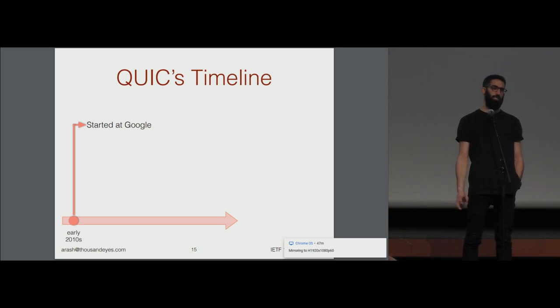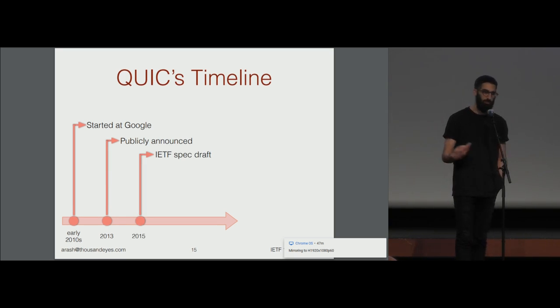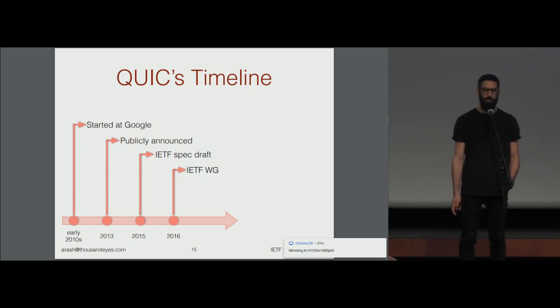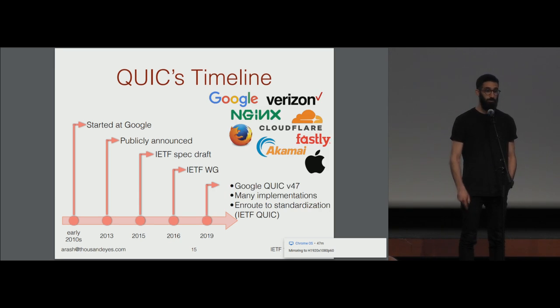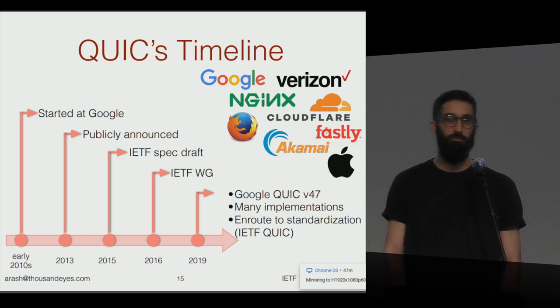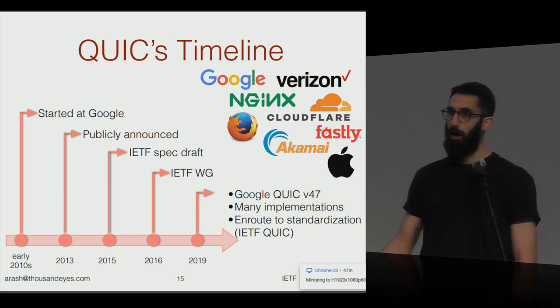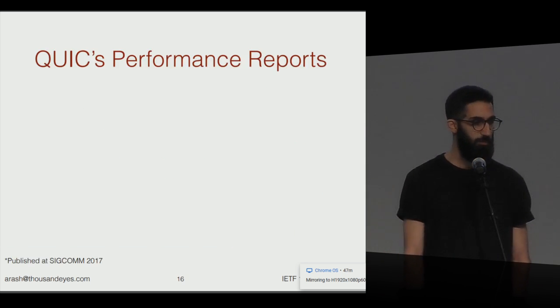QUIC started in the early 2010s at Google, as I said. I think it was in 2013 that it was publicly announced and Google started using it. Soon after, there was a spec draft, and towards the end of 2016, the IETF working group started, and the working group has been very active. There are many implementations of QUIC around now. Google's QUIC is at version 47 now, and the working group is working fast, and hopefully soon we're going to have a standard version of QUIC, and everyone's going to be using that. All right, so that's why QUIC started and a little bit of history of it.